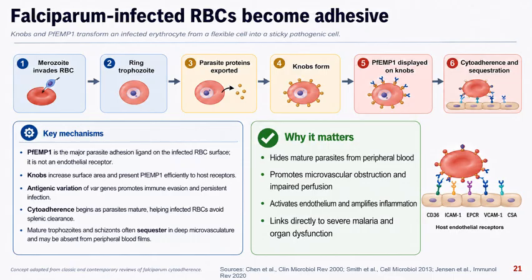It is not an endothelial receptor. It binds host receptors such as CD36, ICAM1, EPCR, VCAM1, and in placental malaria, chondroitin sulfate. The knobs improve the presentation of PfEMP1, while antigenic variation of genes helps the parasite evade immunity. So, the biological advantage to the parasite in this case is avoidance of splenic clearance. The cost to the patient is sequestration, impaired microvascular flow, and endothelial activation, as well as organ dysfunction as its consequence.